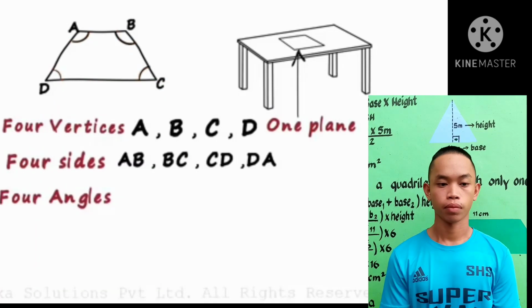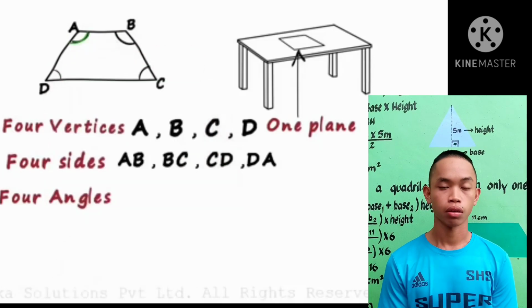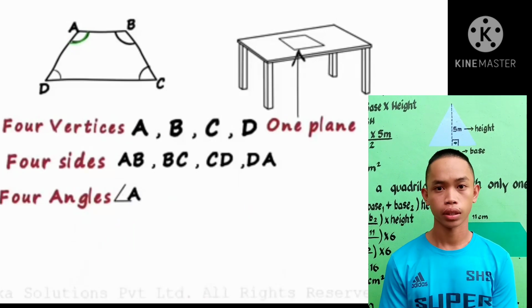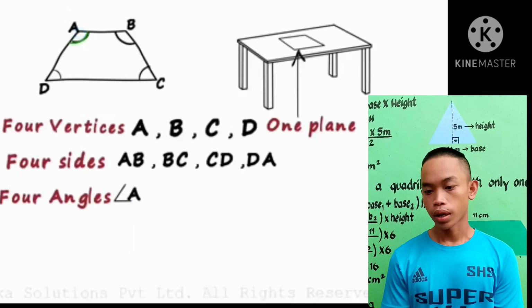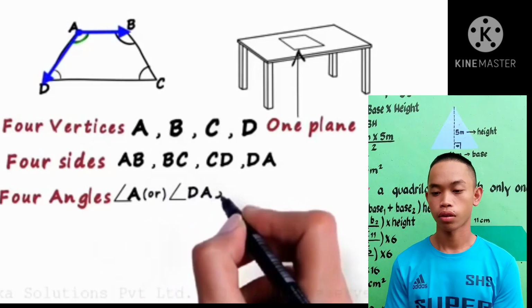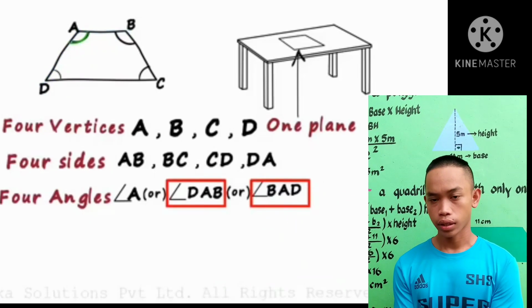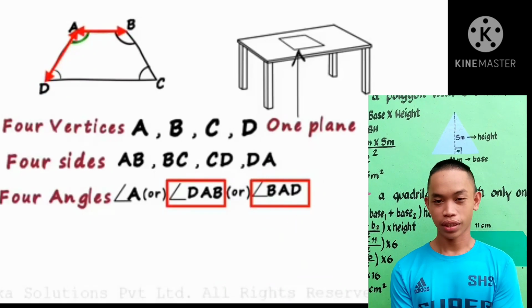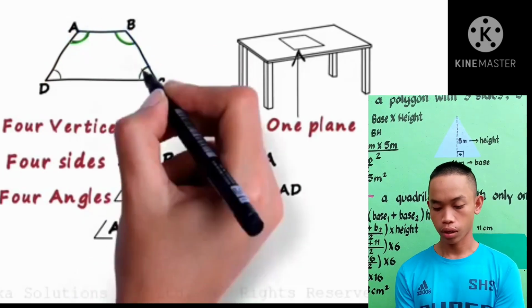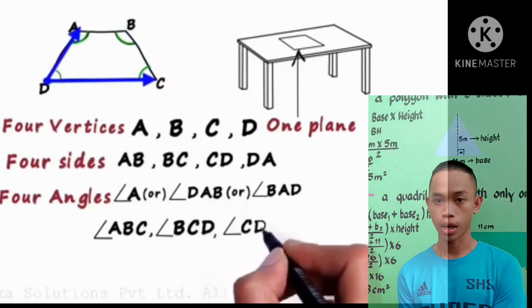But how do we name the angles? How can we name this green angle? Well, we can call it angle A. We just name the angle based on the vertex. But a better way to name it is to call it angle BAD, or you can call it angle DAB. In these cases, we name it based on the sides. Similarly, they can be called angle ABC, this one can be called angle BCD, and this one is angle CDA.